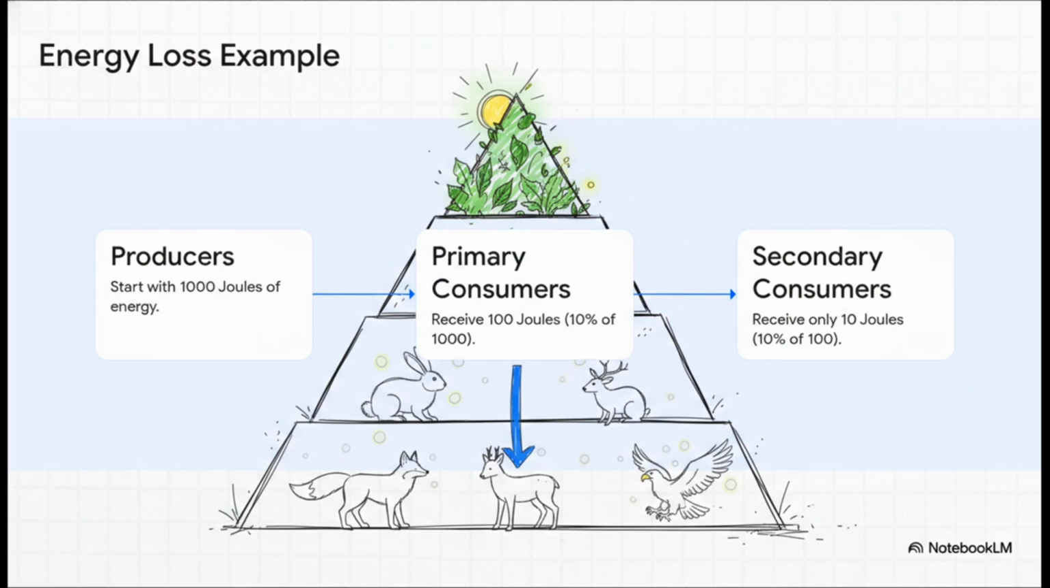Let's say the producers at the very bottom have 1,000 joules of energy, okay? The primary consumers who eat them only get 10% of that, so 100 joules. Then the secondary consumers who eat them only get 10% of that, so just 10 joules. See how quickly the energy drops? This is exactly why food chains are usually so short. There's just not enough energy left to support more levels.